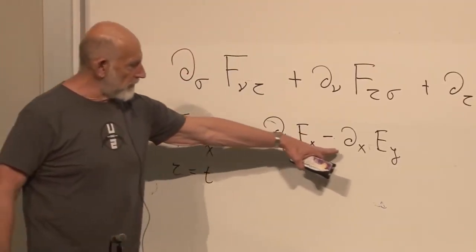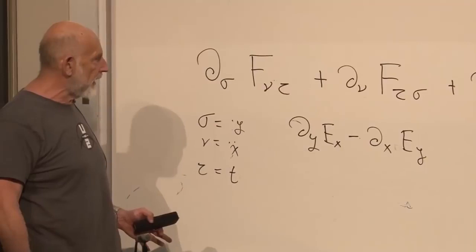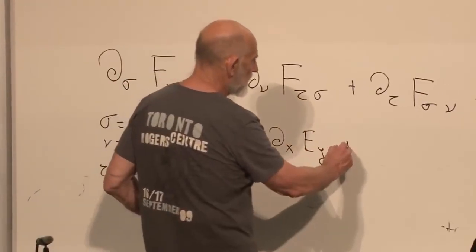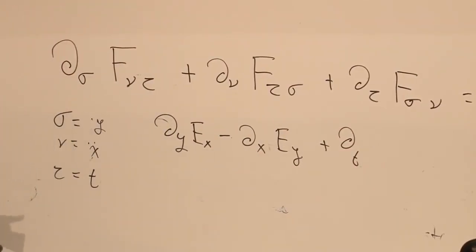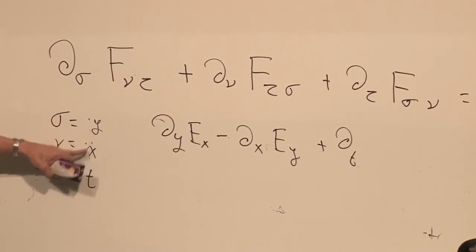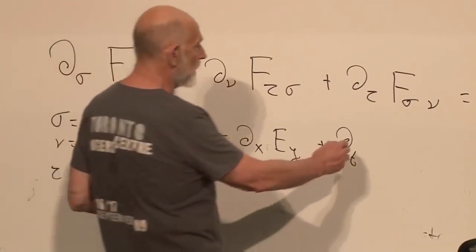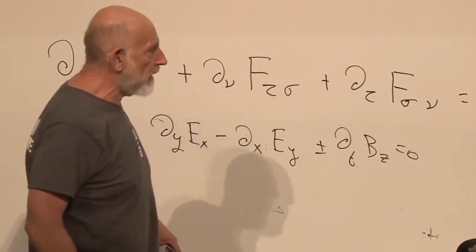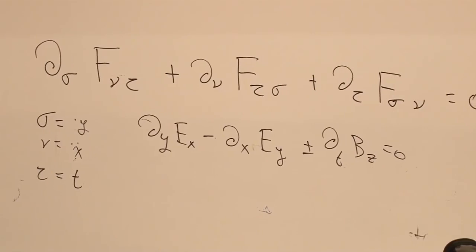So what is this a component of? What is this thing here? That's a piece of the curl. It's a component of the curl of E. Which one haven't I kept track of yet? This one? Okay, so this one is plus derivative with respect to t of f sigma nu, that's the magnetic field in the z direction. F_xy is the z component of the magnetic field equals 0. And again, there's some sign there that I haven't kept track of, but that's just that the curl of E minus the time derivative of B is equal to 0.